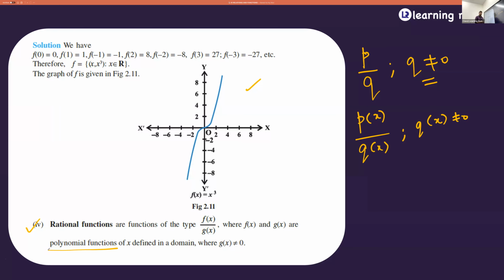So if you are able to define the ratio of two polynomial functions such that the denominator polynomial function is not equal to 0, then you call that kind of a function as a rational function. Okay. Clear with this?